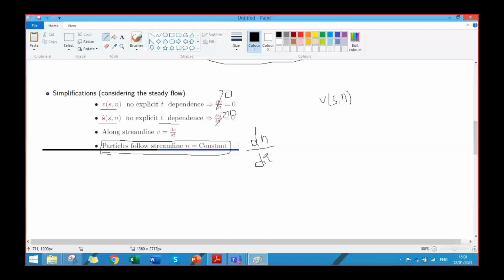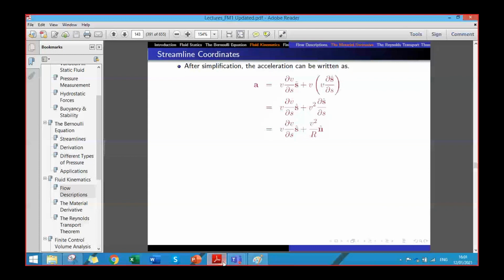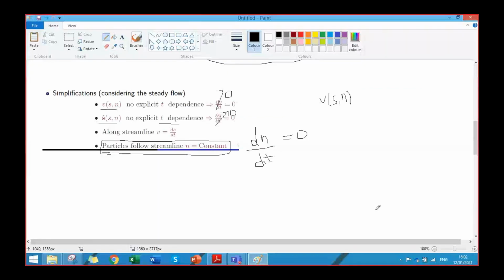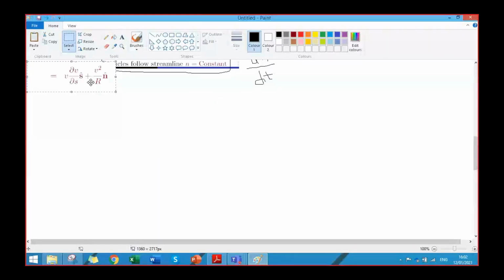So it means that after the simplification, we will get the acceleration as this equation. That is, acceleration would be equal to v partial v by partial s in the s direction plus v square by r in the n direction. This is the same equation we have already studied in chapter number 3. Have we studied this equation already? That acceleration has two components, the streamline component and the normal component. You remember that? So the acceleration field along the streamline normal coordinates is the same as we have already studied. There is no difference in that.